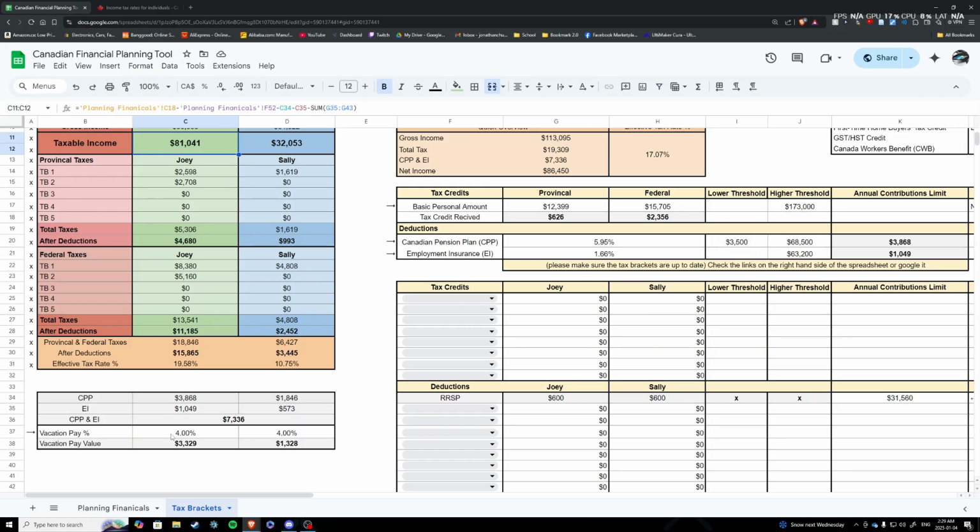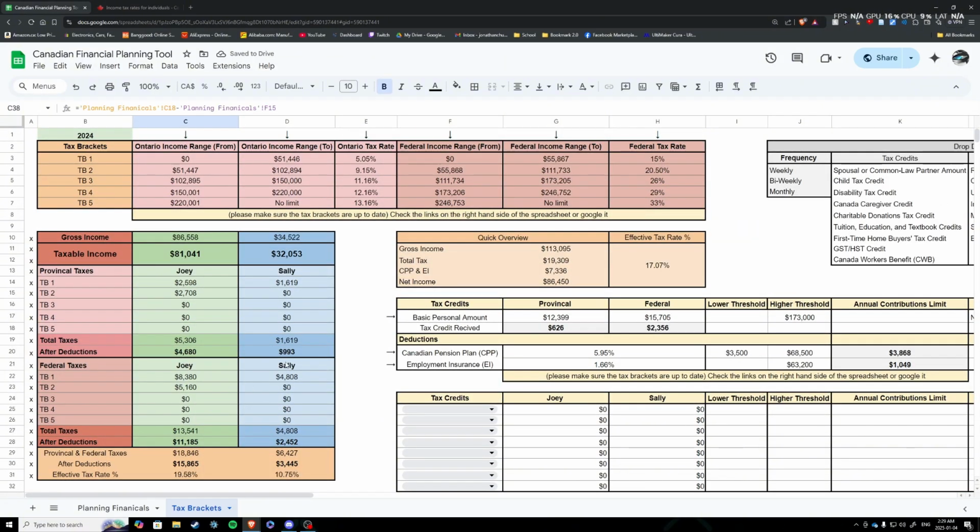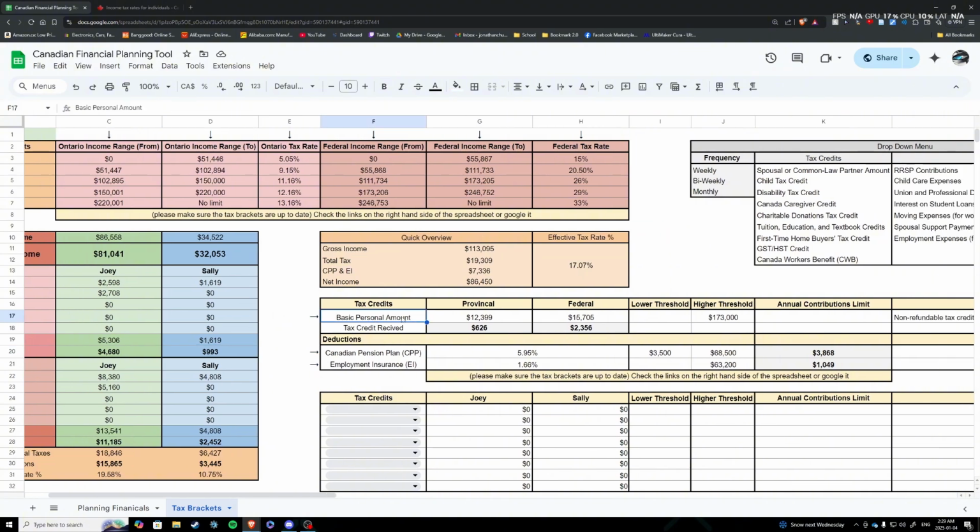Also in this section here, you can change your vacation pay. The default is 4%, change that to like, I don't know, 6%, and then the value changes automatically. I'll put that back. And then also your deductions come from both your basic personal amount.